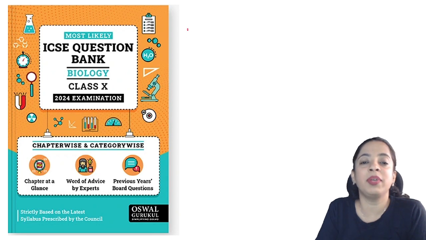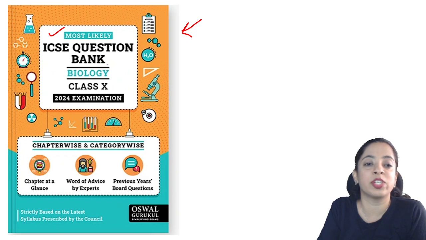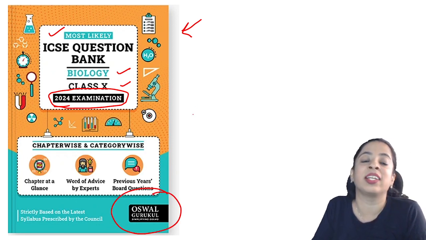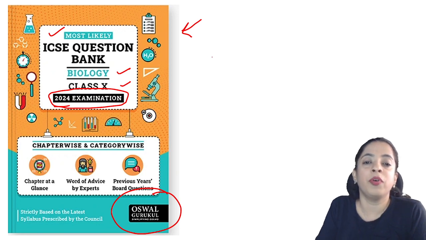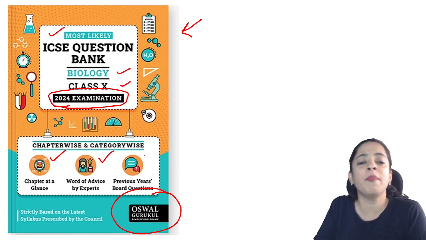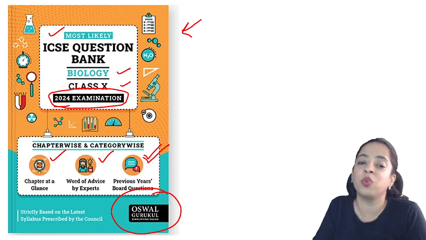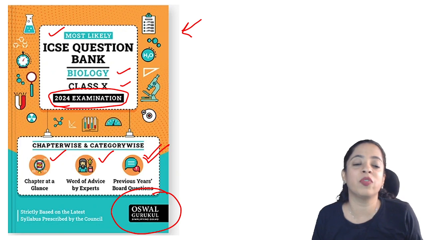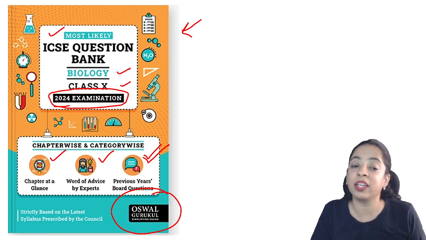So these questions I am taking from this particular book. This is most likely ICSE question bank for biology class 10 for 2024 examination. This is by Oswal Gurukul. In this book you will have chapter wise as well as category wise questions. So for each chapter you will have chapter at a glance, you will have word of advice by experts, you will have all the previous year's board questions as well, so you don't have to buy so many books, right?